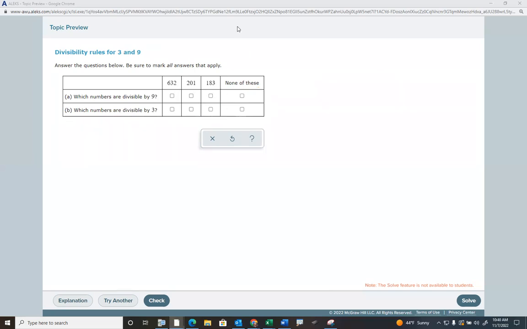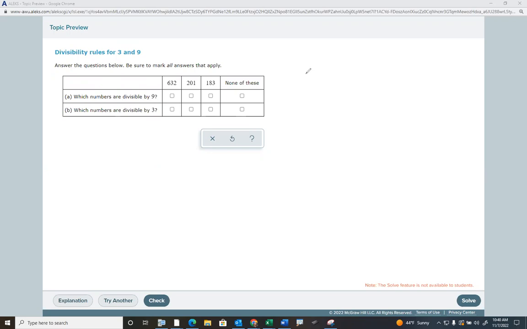All right, so for this one, we're seeing if 3 and 9 divide in. Okay, now the rules here for 3 and 9 are a little different. That's why it's just a different topic. It just kind of did it separately. But the rule for 3 and the rule for 9 are pretty similar. So here's how it goes.